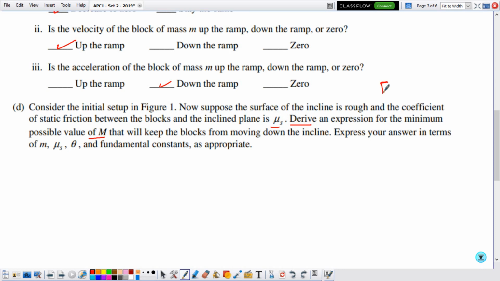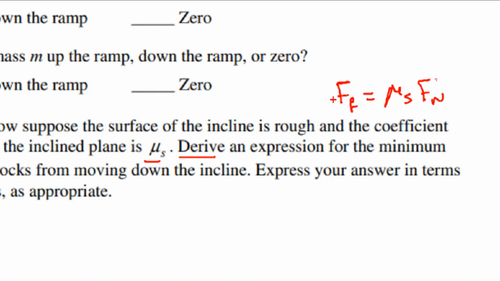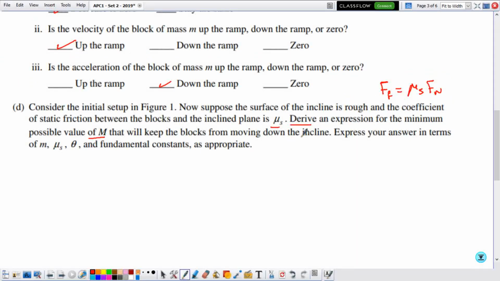So we can use the fact that the friction, which is the static friction in this case, is given by mu s multiplied by Fn. Remember that this cannot be used unless we are talking about the verge of motion. It happens here because we're talking about the minimum possible value of M, so we're referring to the verge of motion. Express your answer in terms of m, mu s, theta, and fundamental constants as appropriate.